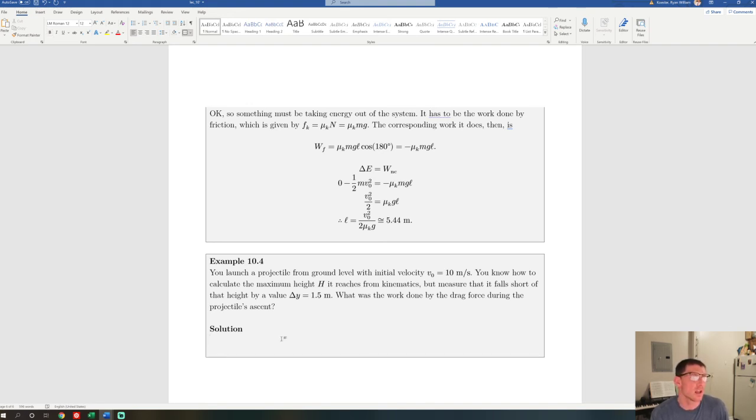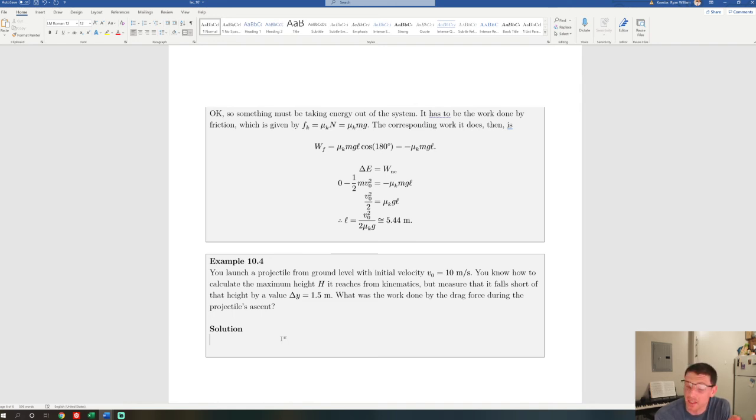Anyway, so in this example, you launch a projectile from ground level with initial velocity of 10 meters per second. Now you know how to calculate the maximum height it reaches from kinematics, but you measure that it falls short of that height by a value of delta y equals 1.5 meters. So what we want to do is figure out what the work done by the drag force was during the projectile's ascent.